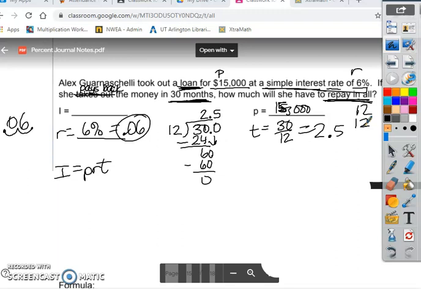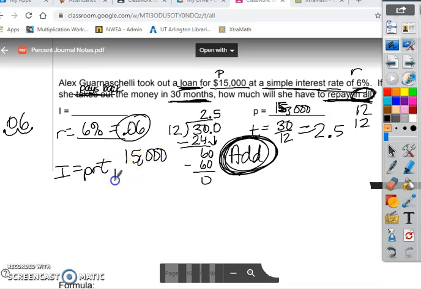So make sure that when we go to solve, we remember this in all. So I want you somewhere to write the word add and circle it. Our last step is going to be to add. So at the end, I'm going to do 15,000 plus whatever I get here.